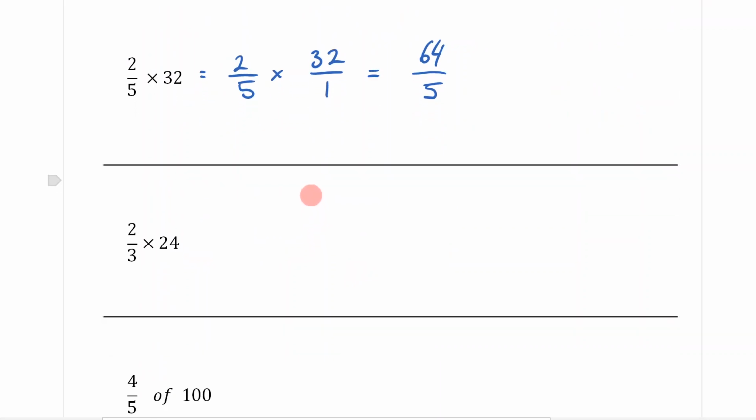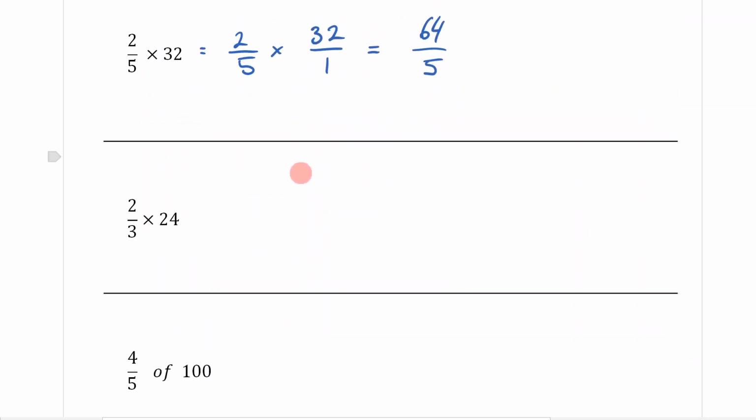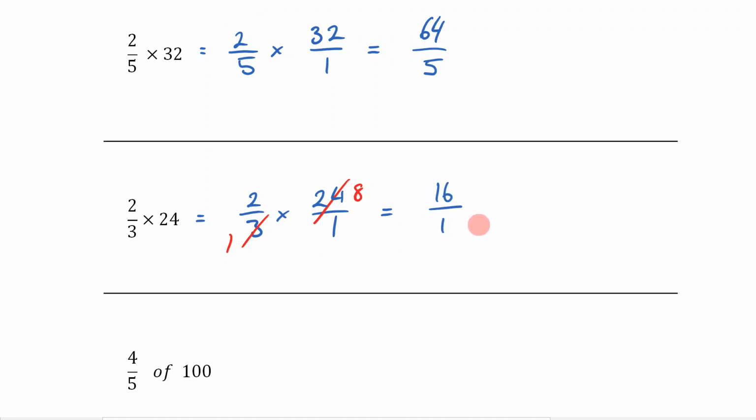All right, let's move on to our next one here. And you might like to pause the video and give this one a go yourself. We're just going to do the same thing. I'm going to rewrite it as 2 on 3 times 24 on 1. So I'm just rewriting it as a fraction. And now I can simplify this way. I can go 3 divided by 3 is 1. 24 divided by 3 is 8. Because 8 threes are 24. And now I can go 2 times 8 is 16. And then 1 times 1 is 1. 16 over 1 is 16. Perfect. We're going to keep on going here.